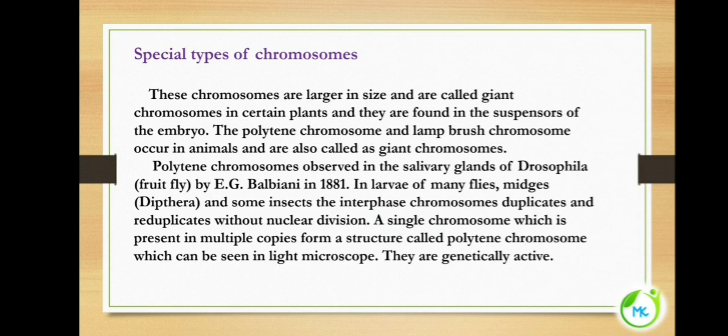So many chromosomes are joined together without any nuclear division, and this is seen in the light microscope itself. Usually the chromosome structure will not be visible in a normal light microscope, but this Polytene chromosome, because of its giant structure, can be seen in the light microscope also, and they are generally genetically active.